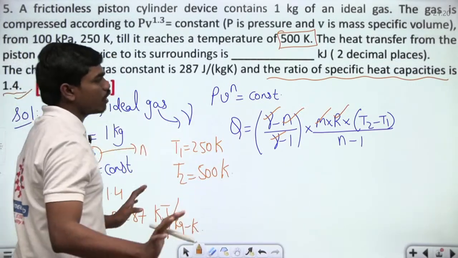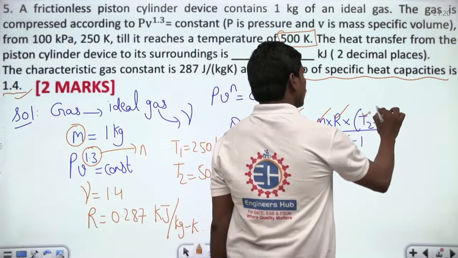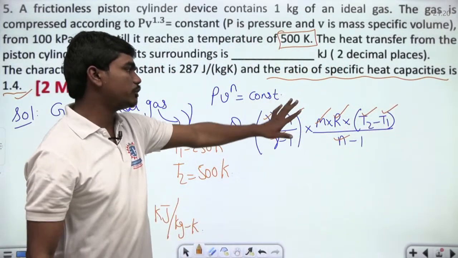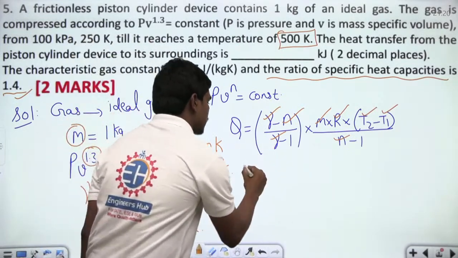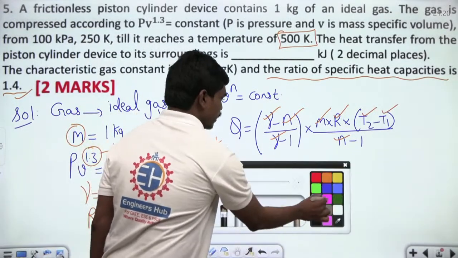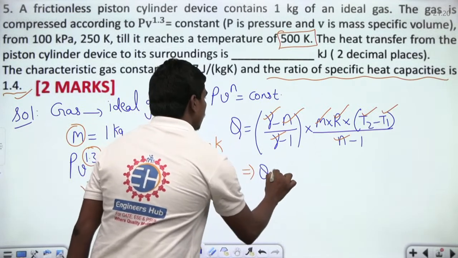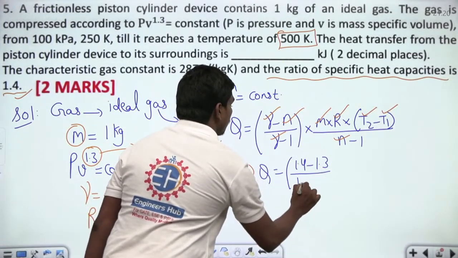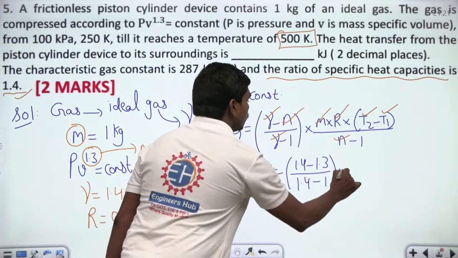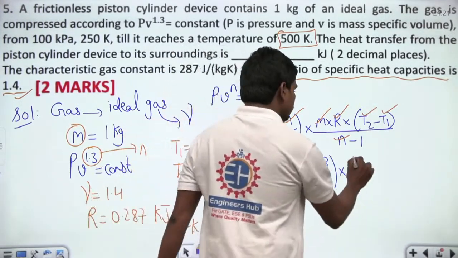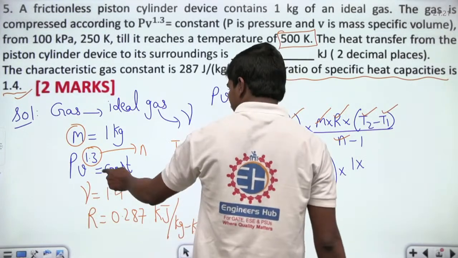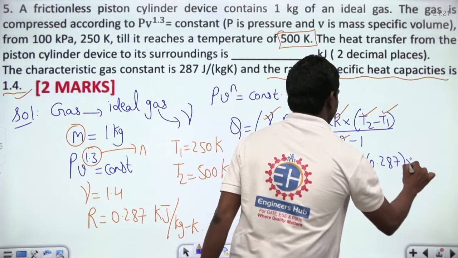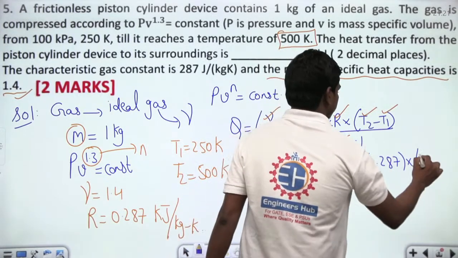So that means we got enough data. We know what is n, we know what is T2, and we know what is T1. Everything is given in the question. You only need to substitute here and get the values. Let us get what the value is going to be. So Q is equal to gamma, 1.4 minus 1.3 divided by 1.4 minus 1, into m. Mass is given, which is 1 kg. The characteristic gas constant is also given, which is 0.287. And T2 minus T1 is of course 250.